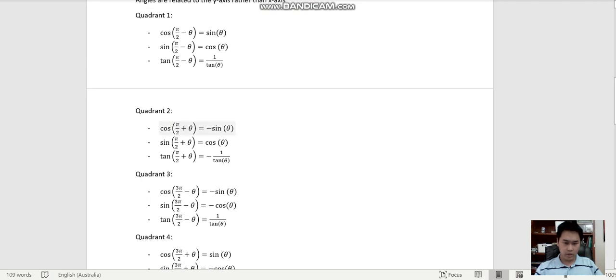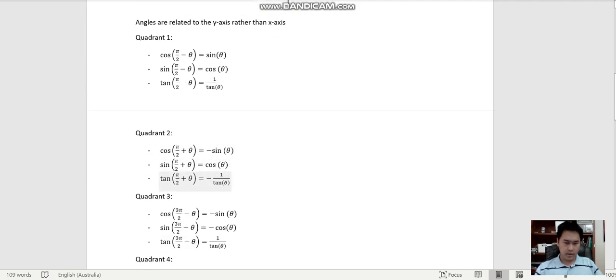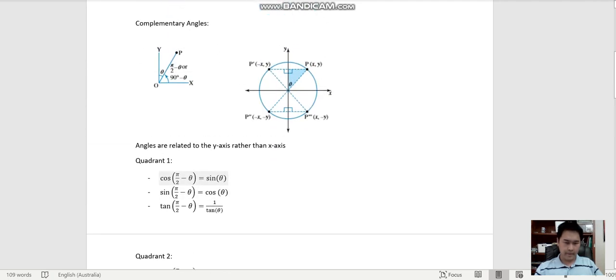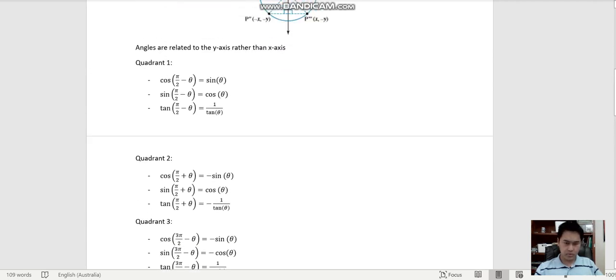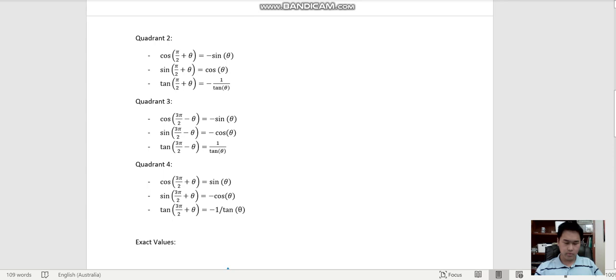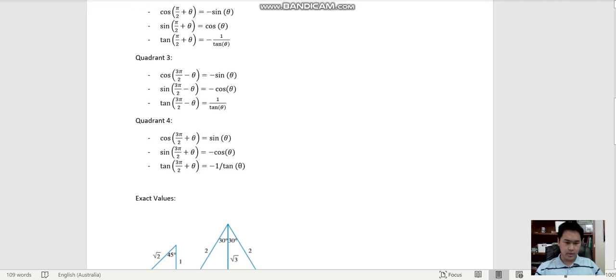For quadrant 2, these are the following rules. In the middle of the diagram, the light blue triangle is the triangle of reference. You can relate the rest of the quadrant rules to it. Have a quick look at them, and you can work out for yourself why these rules are true.